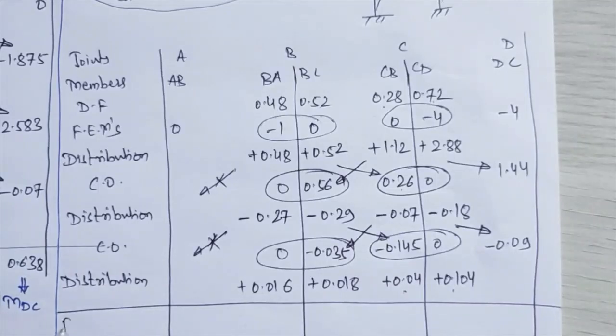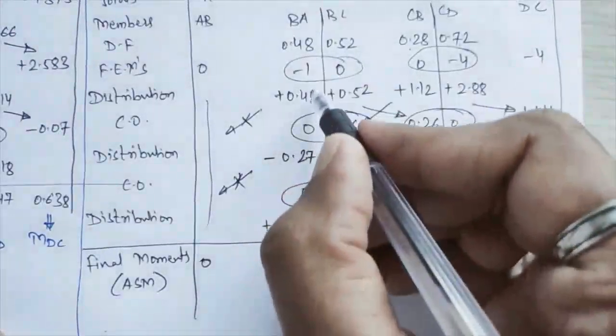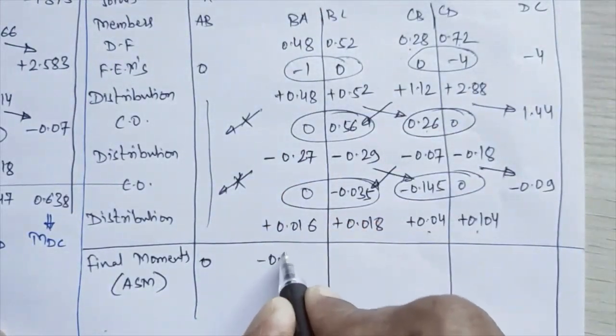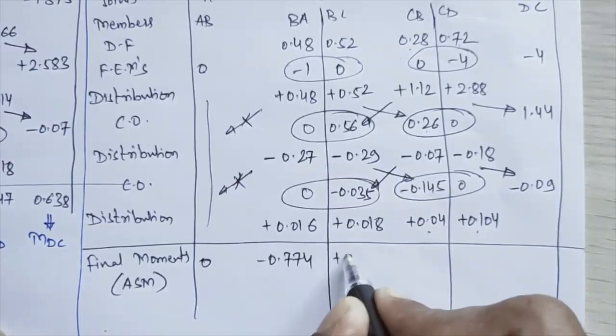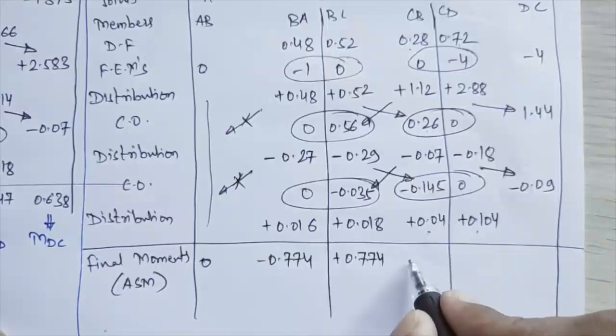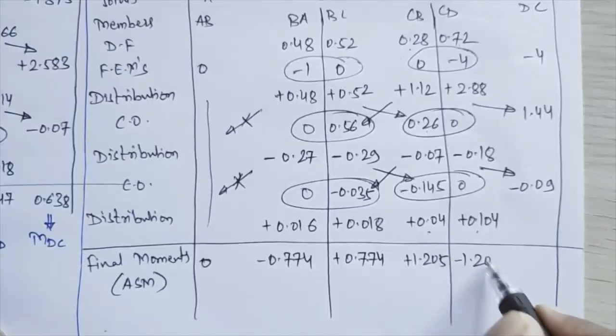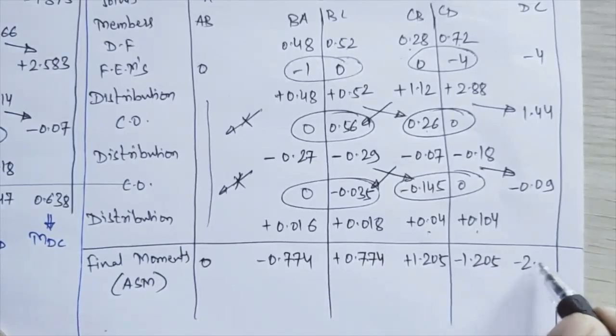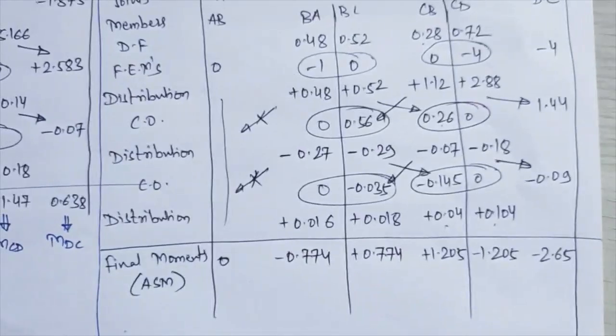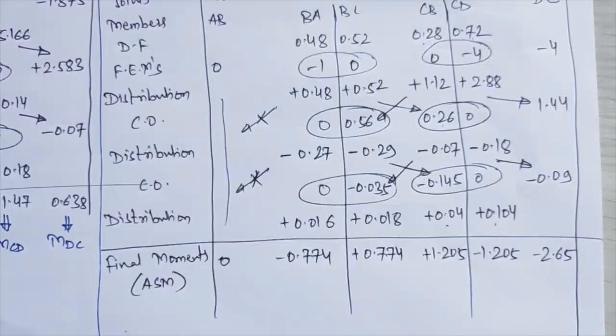Okay. So here whatever moments you'll get will be your sway moments, that I'll write as final moments, or you can write as ASM. That will be nothing but actual sway moments. Okay. So summation of this 0 will come as it is. Summation of this comes equal to minus 0.774. This comes as plus 0.774. This I am getting as plus 1.205. This I am getting as minus 1.205, and this I am getting as minus 2.65 over there. So these two tables you have to follow over here.